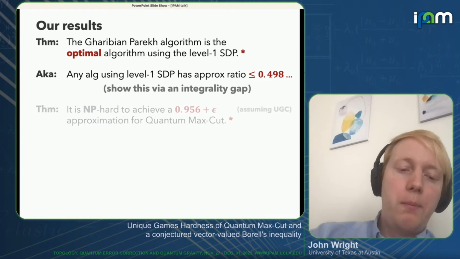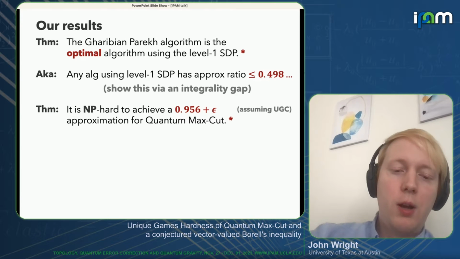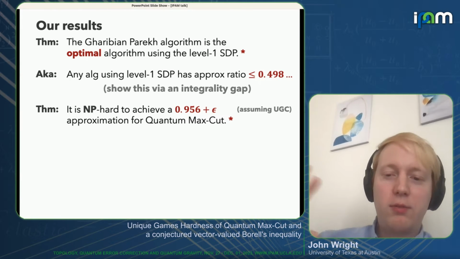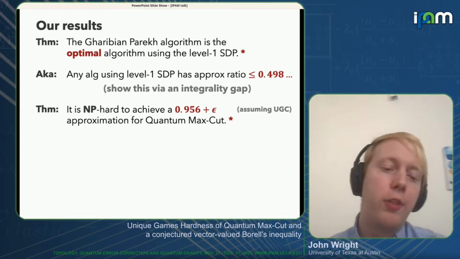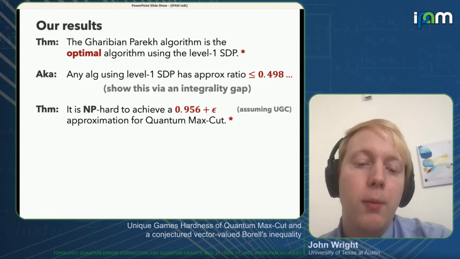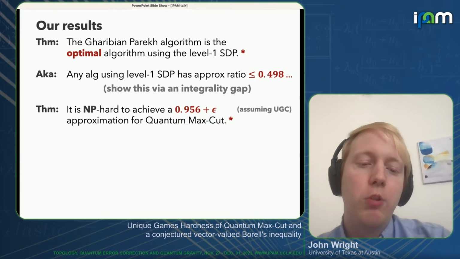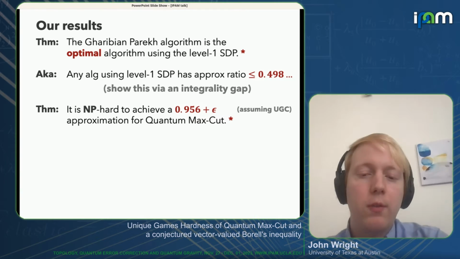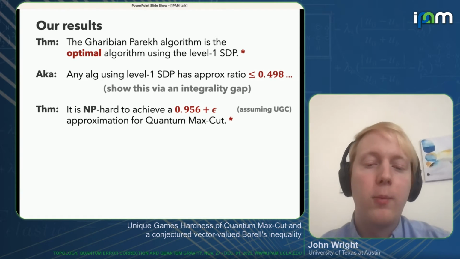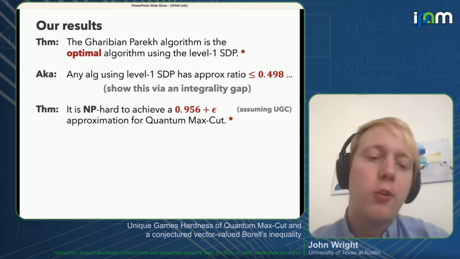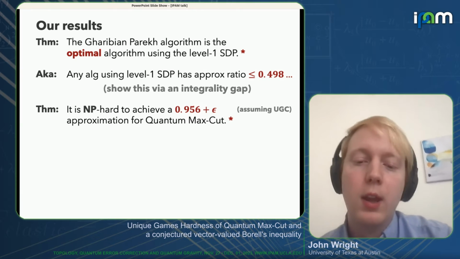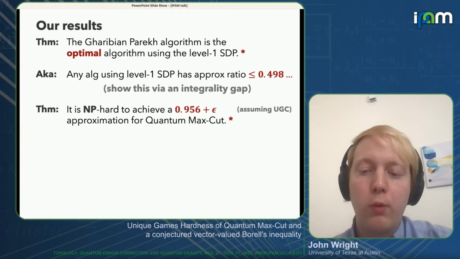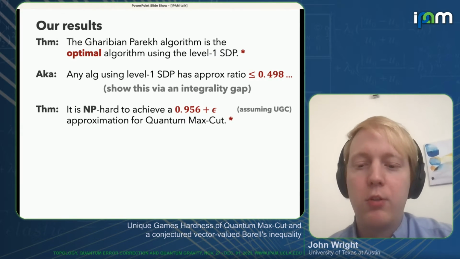We also show that it is NP hard. So that just rules out using the level 1 SDP, but we also give a theorem that rules out a larger class of algorithms. So we show that it's NP hard to achieve a 0.956 approximation for quantum max cut. So long as P is not equal to NP, you can never do better than 0.956. And again, this assumes the unproven, but probably true, unique games conjecture.